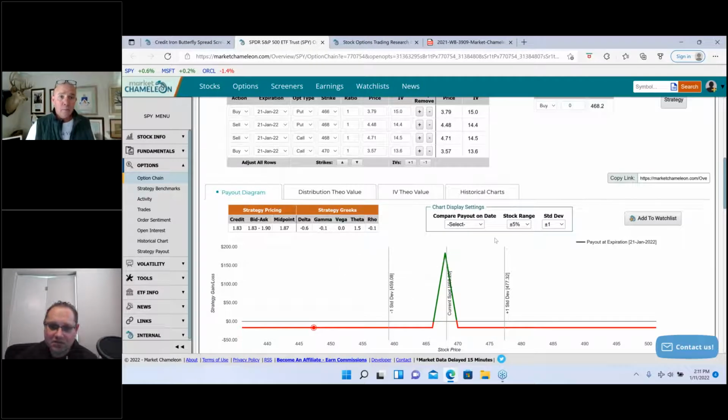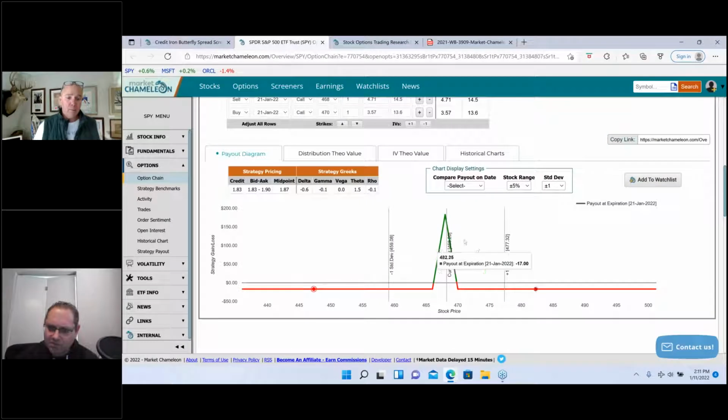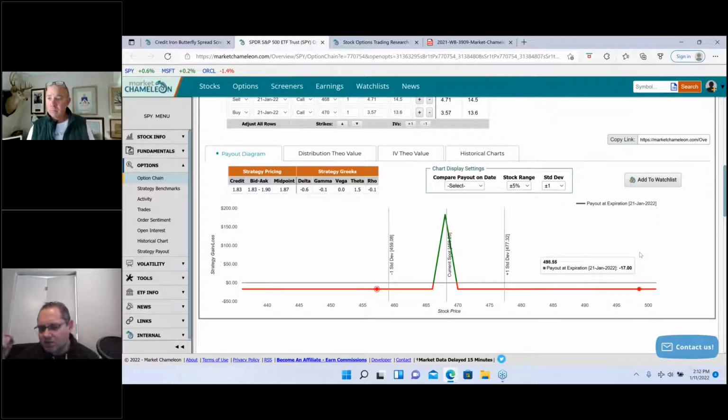And I'm going to show you really quickly. I'm going to move this around a little bit before we get to the valuation, but the payout diagram is very important because you want to know, well, what am I risking and what do I stand to make if things go my way or the stock reaches my outlook.